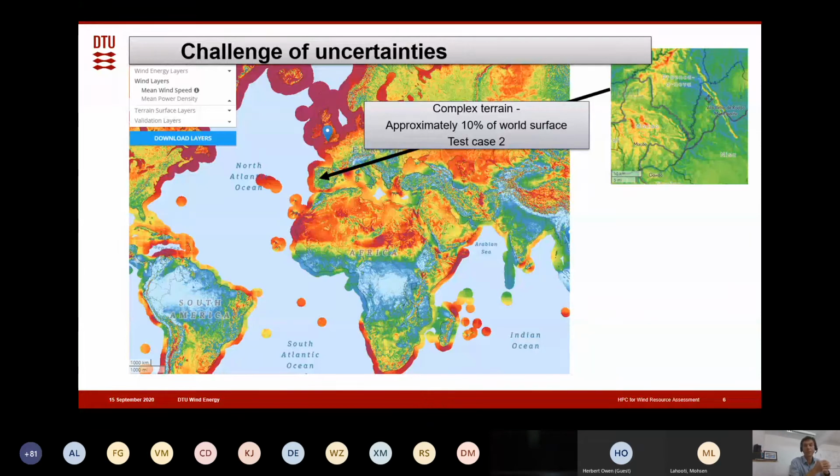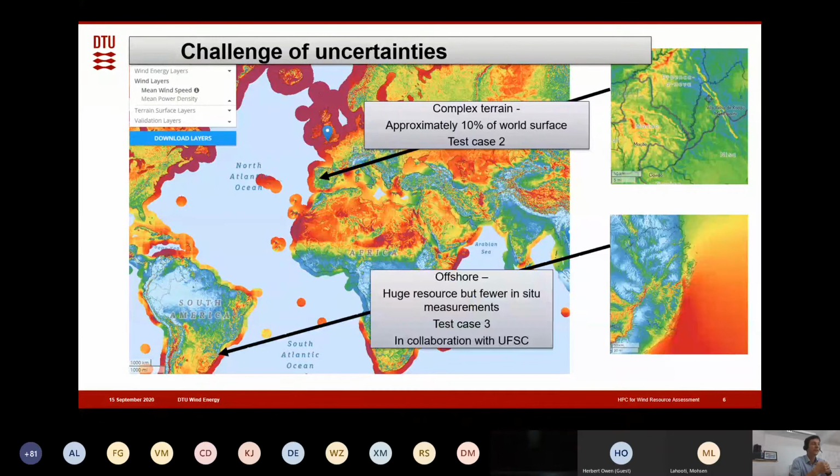And within the project HPCWE, we have a test case called test case number 2, which is in Pedregao. It's a complex site, and we will be using our model chain alongside partner model chains to make improvements to our physics modeling and also the HPC aspects.